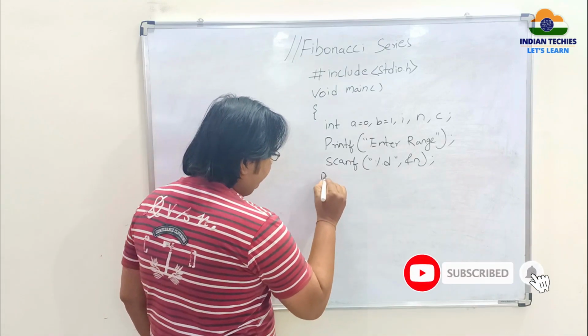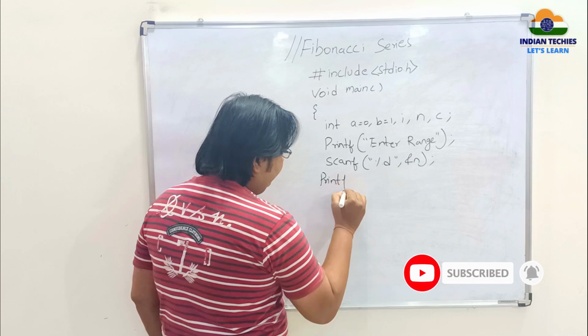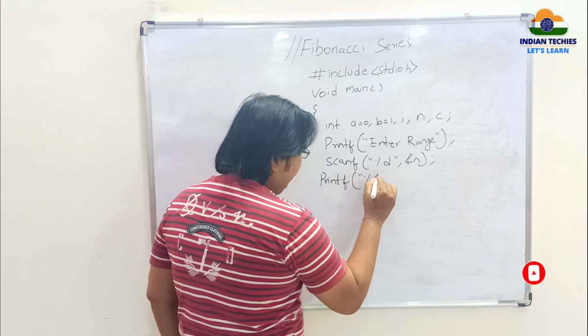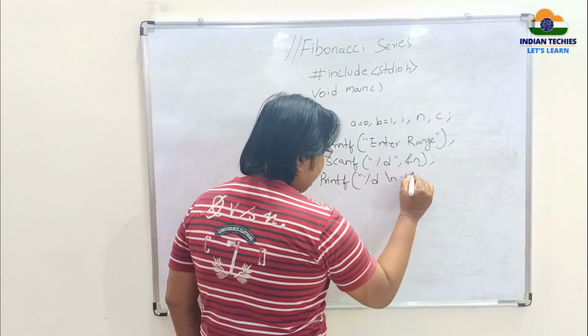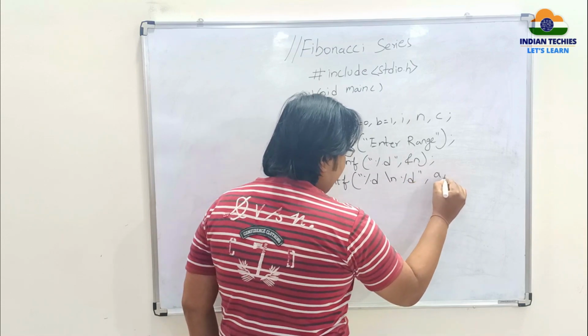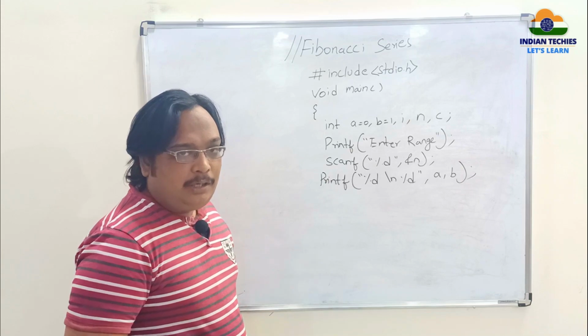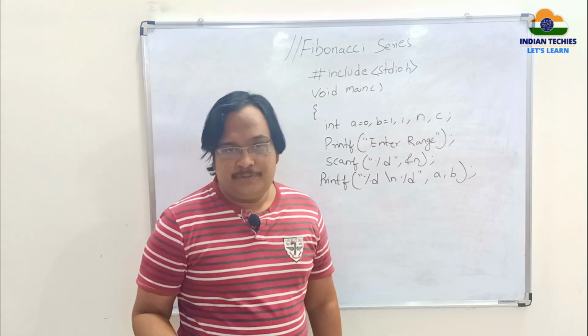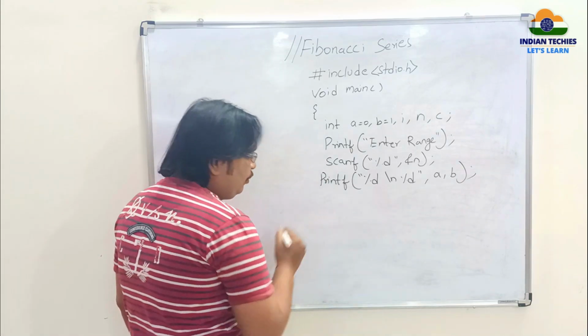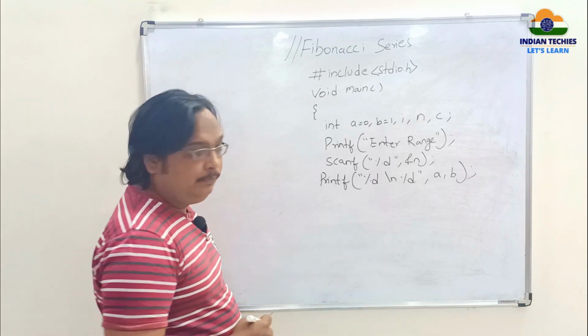That is, printf("%d\n%d", a, b), because a is 0 and b is 1, we already have them. Now we have to print the remaining values, right? So for that I am using a for loop.